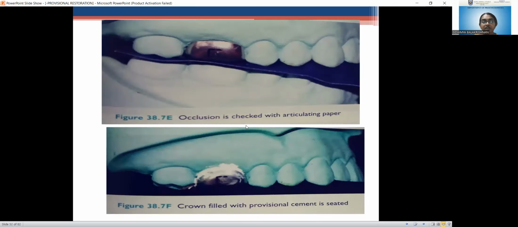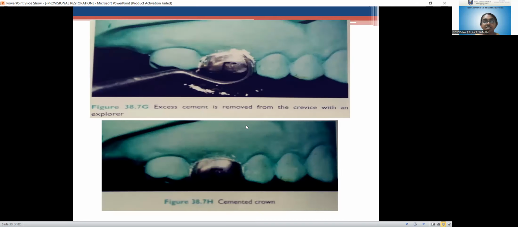And then after that, we have to check the occlusion. After that, again, we sit onto the cast and check the occlusion with the articulating paper. And also the crown is filled with the provisional cement, and it is then seated. Excess cement is removed from the crevice with an explorer.